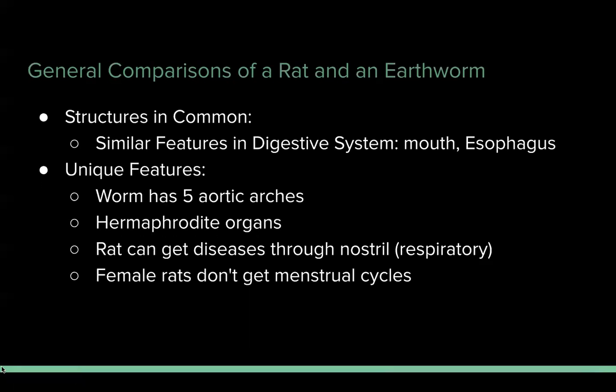Unique features, the worm has 5 aortic arches, which pump blood into the dorsal and ventral blood vessels. They also have hermaphrodite organs, which includes both male and female reproductive organs. Rats can get diseases through their nostrils and their respiratory system, which makes them prone to diseases and infections of the respiratory tract due to contact with airborne bacteria. And female rats do not undergo menstrual cycles. However, they do undergo an estrous cycle, which results in the reabsorption of the uterine lining rather than shedding, like in menstrual cycles.